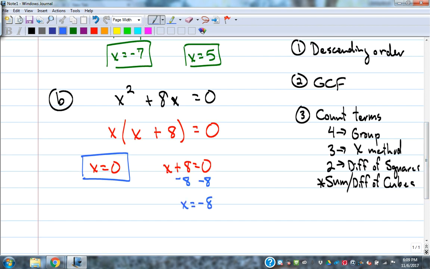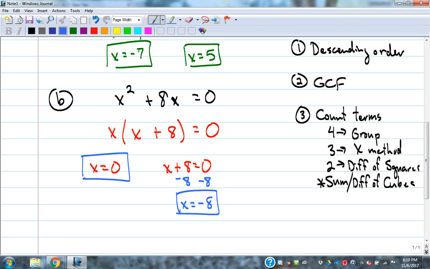X is equal to negative 8. Those are our two answers for this particular quadratic. You could take those answers one at a time and plug them back in for X in the original problem, and they check. 0 squared is 0 plus 8 times 0 is 0. If I plug in negative 8, squared is positive 64 plus 8 times negative 8 is negative 64. Positive 64 plus negative 64 is 0. So both of those are solutions to that particular quadratic.